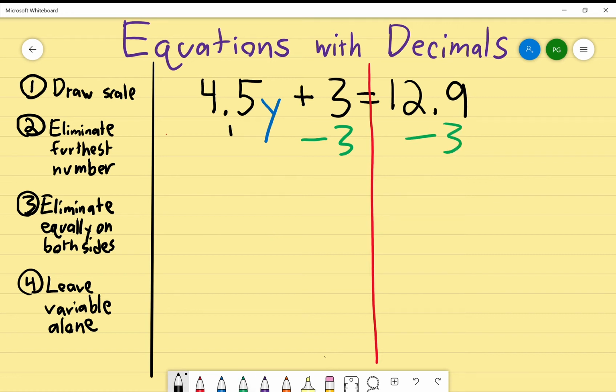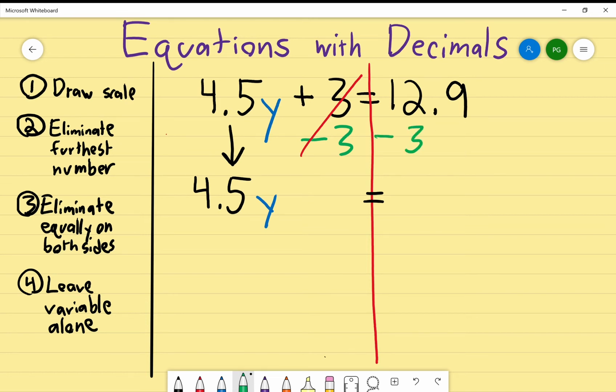If I'm subtracting by 3 on the left, I need to subtract by 3 on the right. Okay, I haven't touched this. The 4.5y comes straight down. Positive 3 minus 3, well, that cancels out. That gives me 0. I don't need to write it down. Equals 12.9 minus 3. Well, okay, let me go ahead and subtract. And yes, you guys can use a calculator, but you don't need to. Minus 3, remember the 3 goes here. Okay, well, that's going to be 9.9.